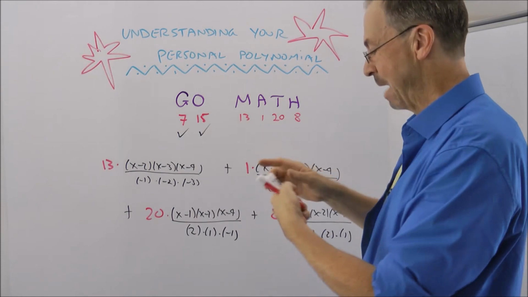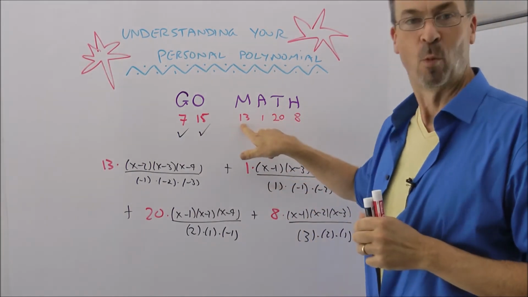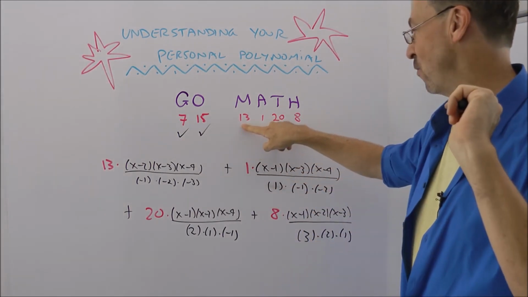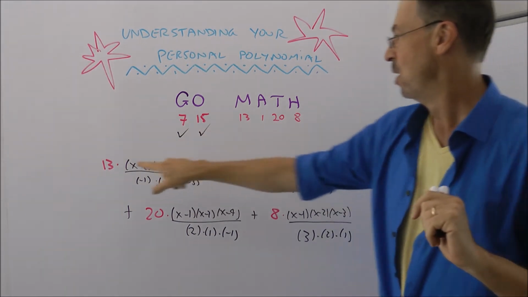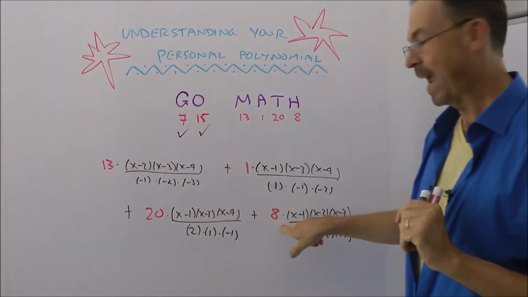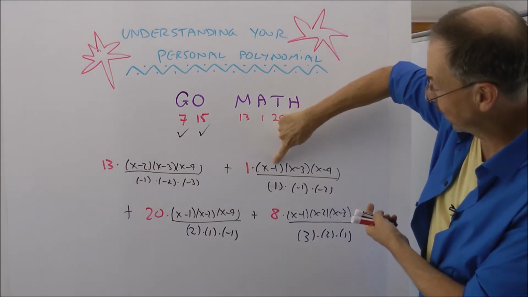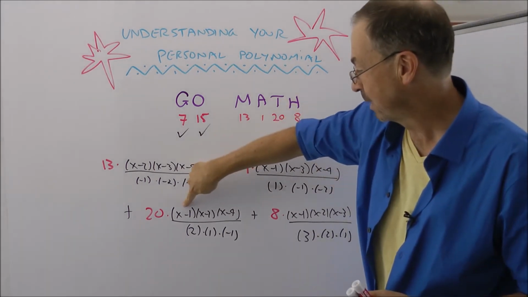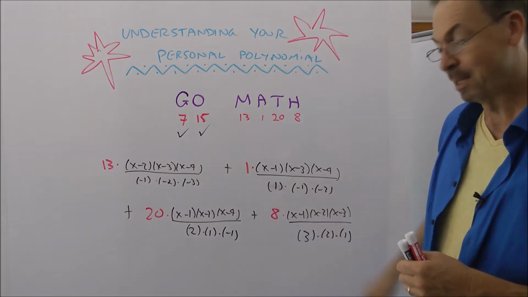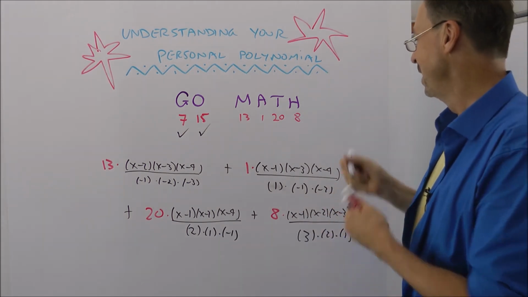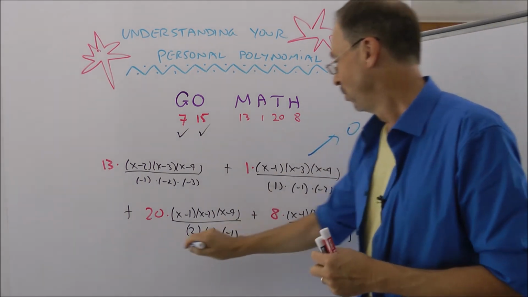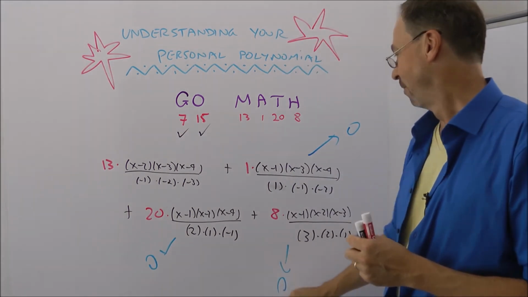Here goes. Let's check. I claim when you put in x equals 1, you will get the number 13 out of this weird formula. In fact, I've got 4 chunks. You can see them. One for 13, one for 1, one for 20, one for 8. I've designed the latter 3 chunks to disappear for x equals 1. There's a factor of x minus 1. Disappears. Factor of x minus 1. Disappears. Factor of x minus 1. Disappears.